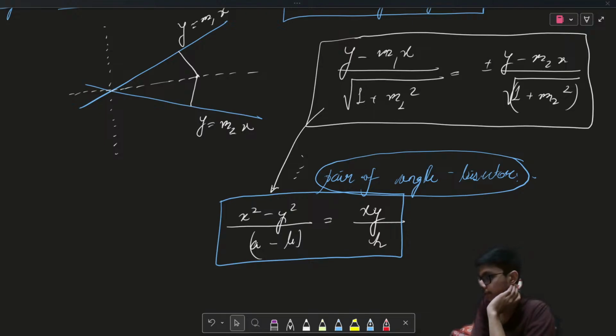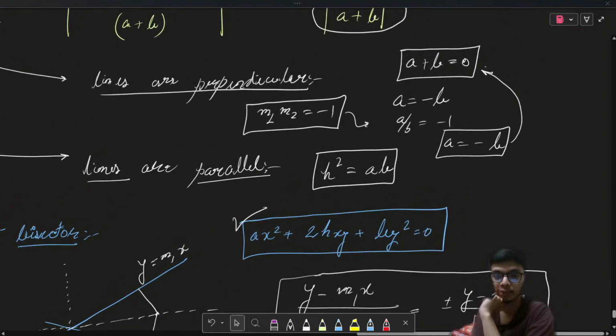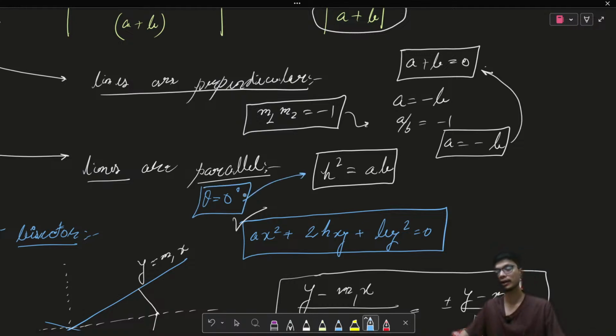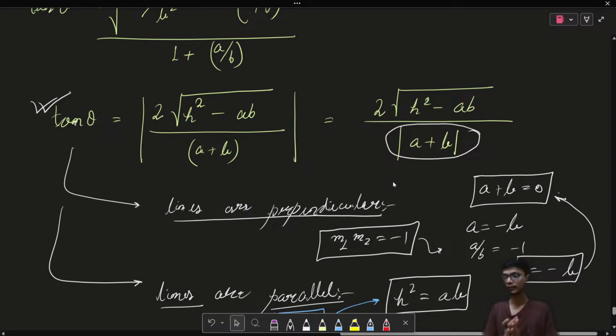For parallel, m1 is equal to m2. Yes, Manbir Singh, you are correct. For parallel lines, m1 is equal to m2, right? And that particular condition basically means that the angle between the lines is 0 degrees, right? That means we can also write that condition as h square is equal to ab. h square is equal to ab is coming from this particular condition. So please follow the lecture carefully, okay?